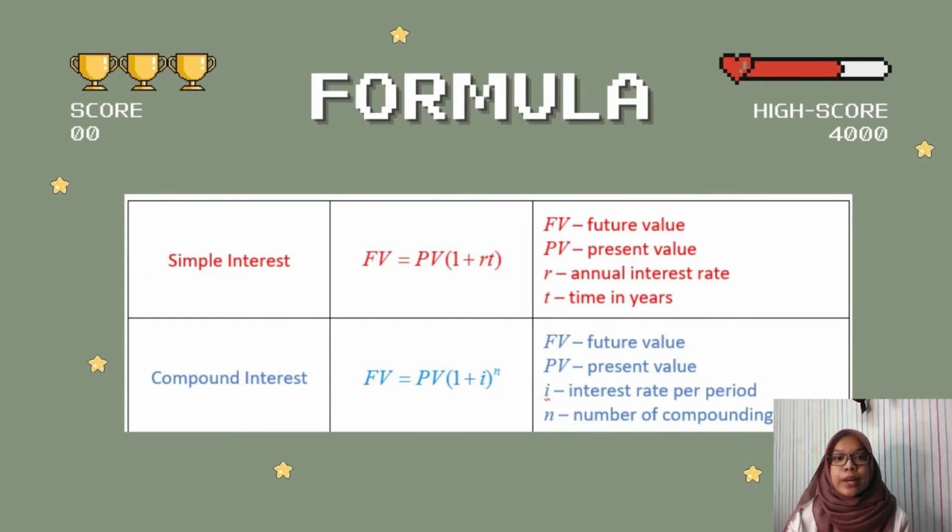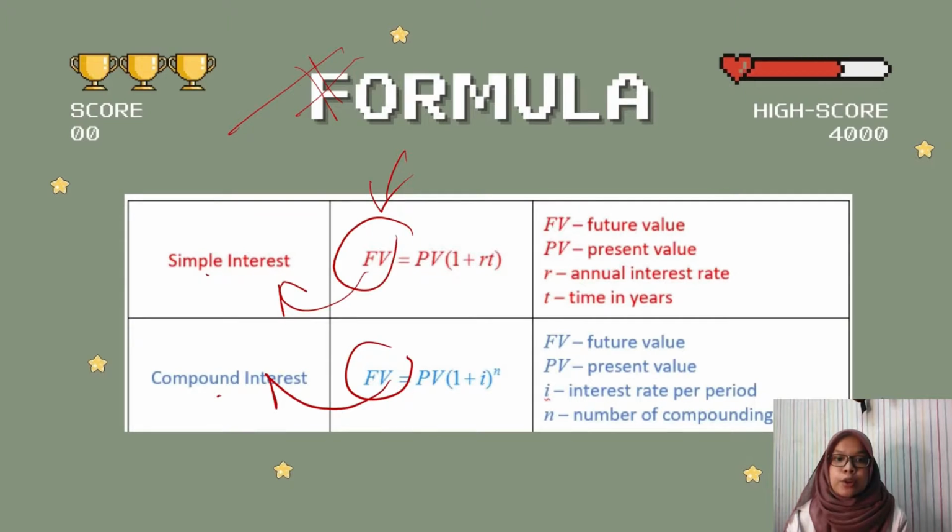After we know what future value is, we need to know the formula of future value for simple interest and compound interest. For simple interest and compound interest, I think we all already know since our class already taught us about them. So I will present the future value for simple interest and the future value for compound interest.